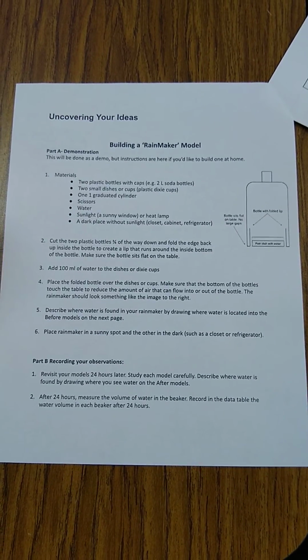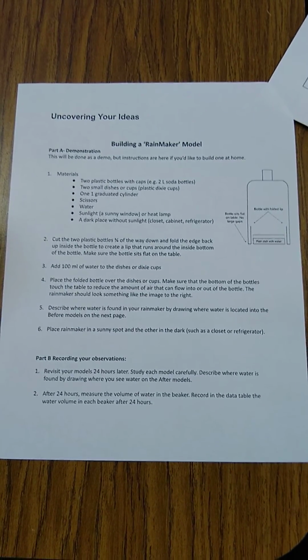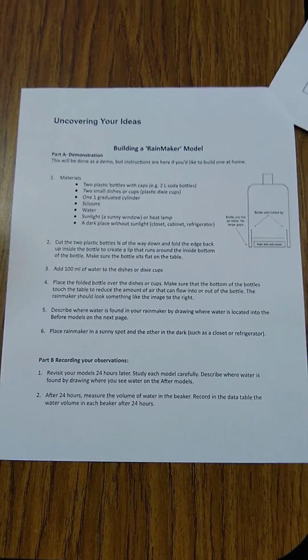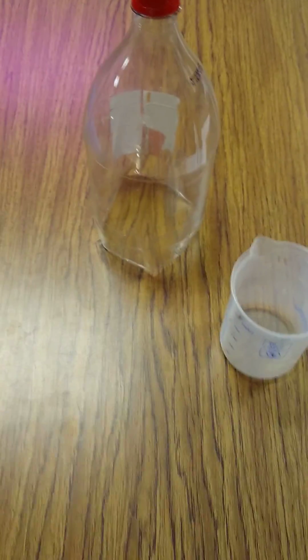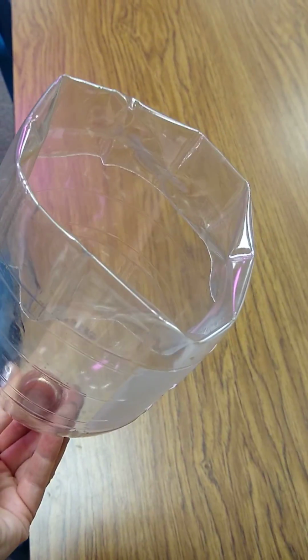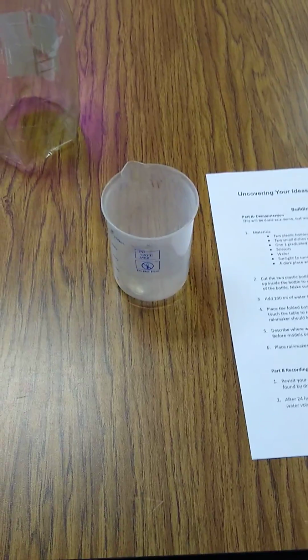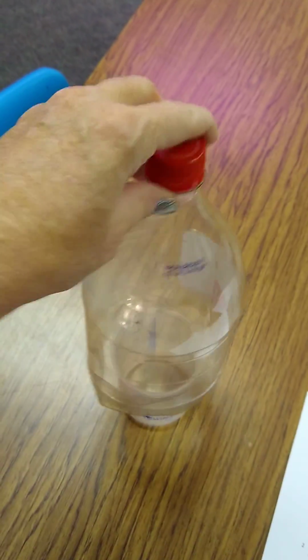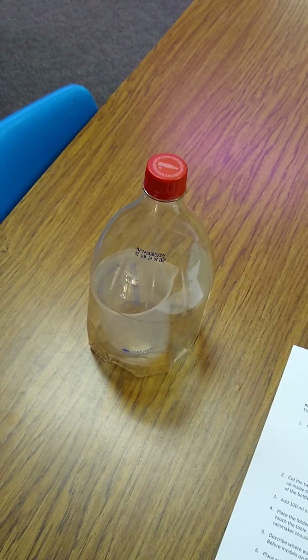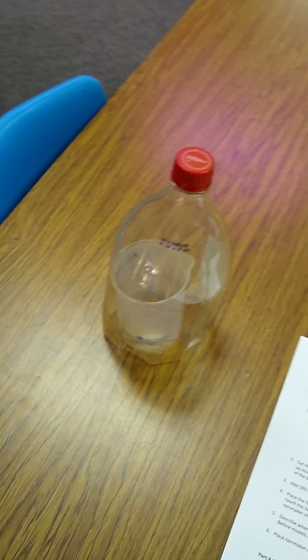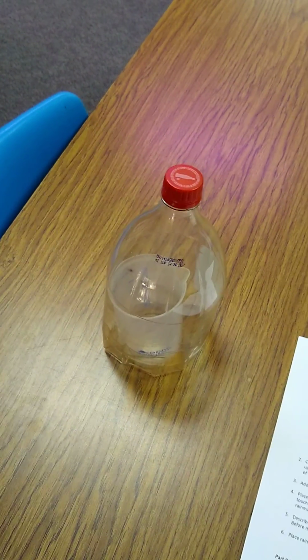Inside the packet are the directions for building a Rainmaker model. This is something that you can very quickly and easily do at home if you wanted to replicate the experiment. It's kind of fun to see. Basically, your materials are a 2-liter pop bottle, which has been cut in half, and then the bottom edge folded up on the inside to create a little cuff almost, and a beaker or a plastic cup. So we started by putting 100 milliliters of water into a beaker, and then we placed our Rainmaker model over the top of it like that. We left one model in the light for 24 hours, and we kept one model covered for 24 hours.